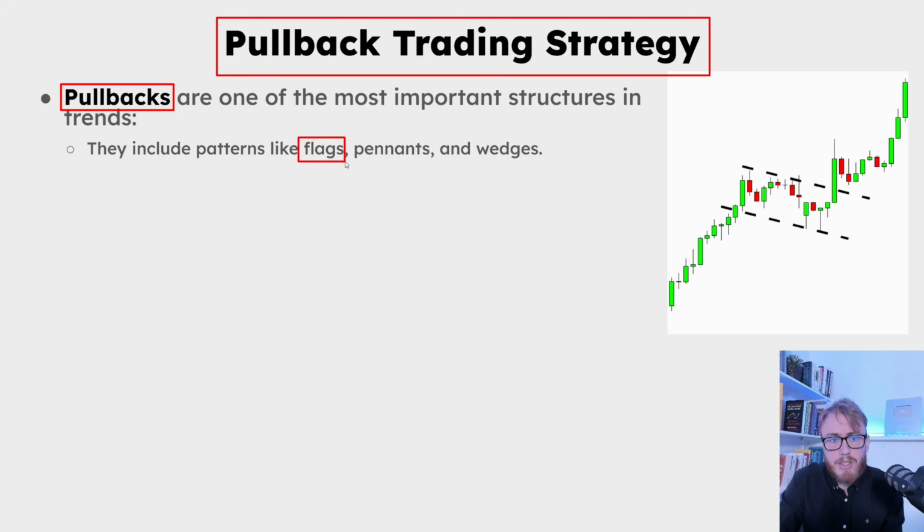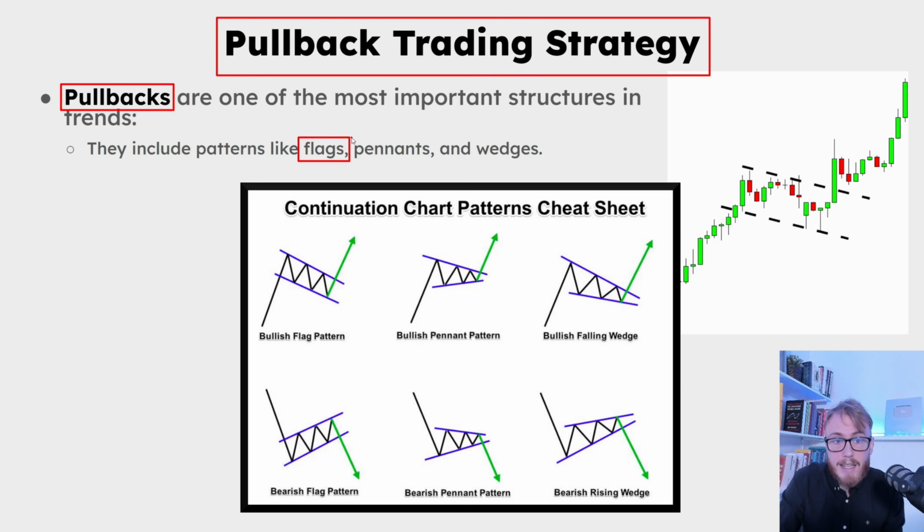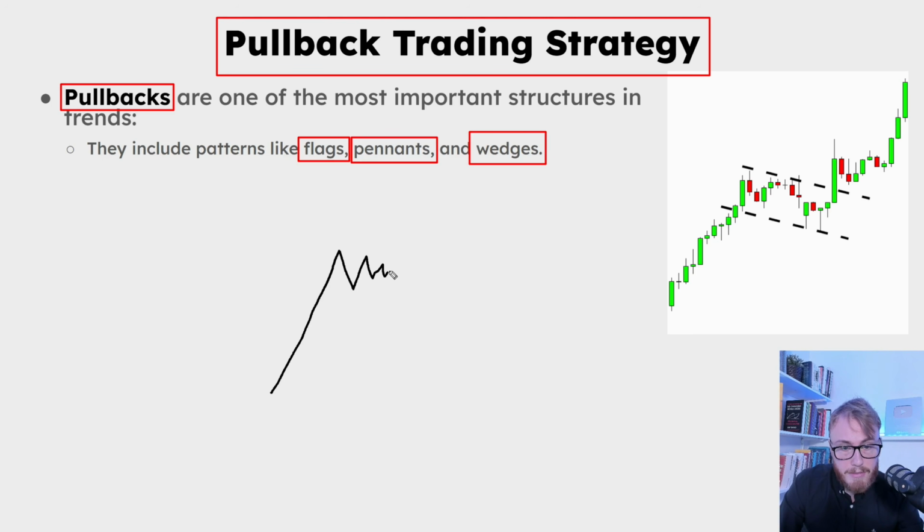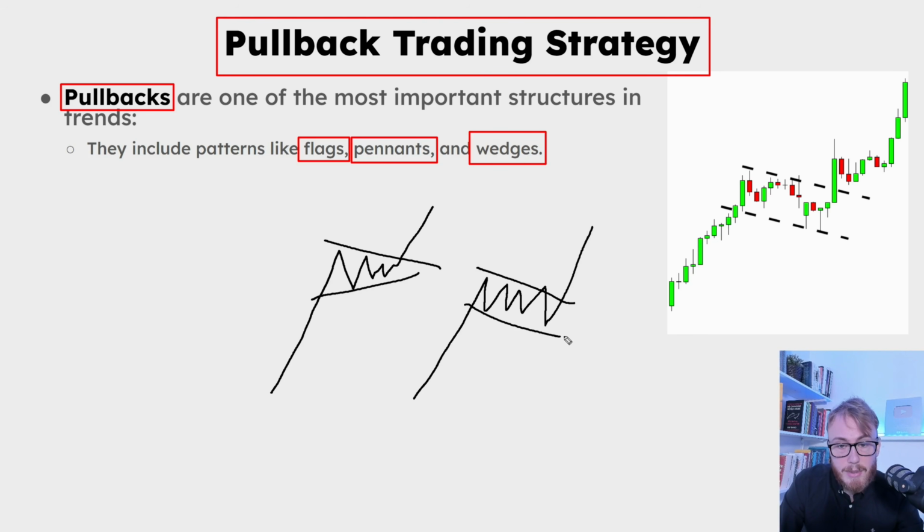For example, we have structures called flags, we have pennants, wedges, and there are tons of different specific variations of pullbacks. And while it can definitely be a good idea to learn about all of these different pullback patterns, the fundamentals of all pullbacks are actually the same. So for example, a pennant is a pullback that looks maybe something like this. So right here we have the pennant, while a flag is more of a structure that looks maybe something like this right here. But the principle of both of these patterns is the same.